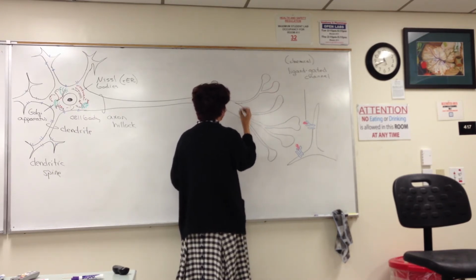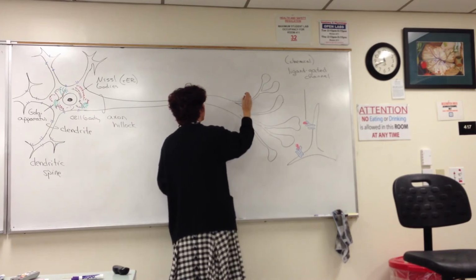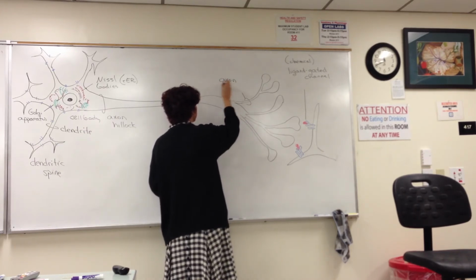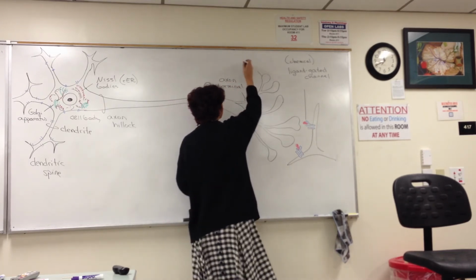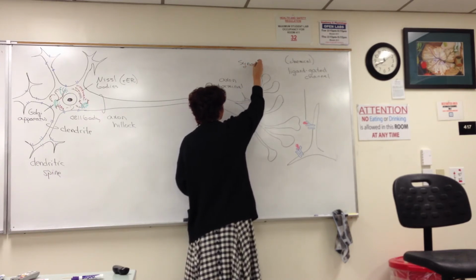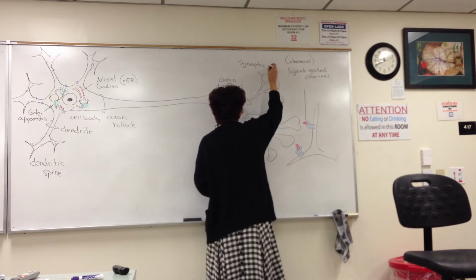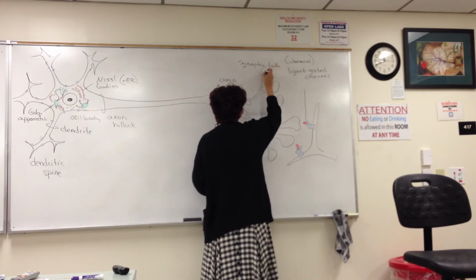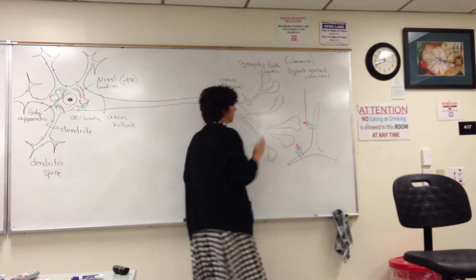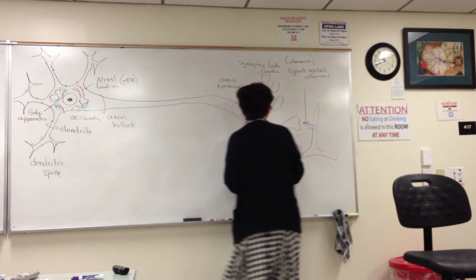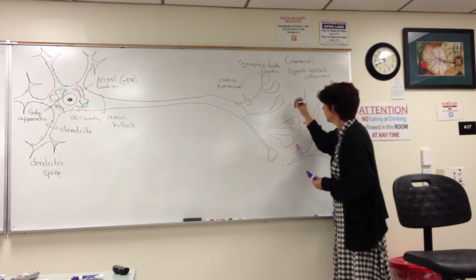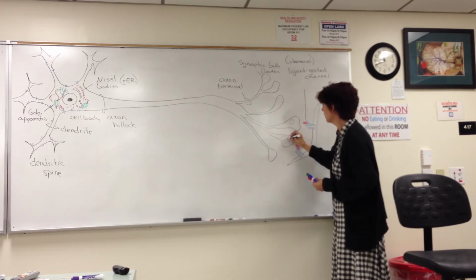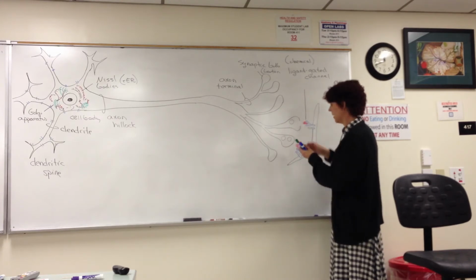You're tired of drawing this. Stop. So, axon terminal. Synaptic bulb or bouton. So they're going to contain within them, and this is out of proportion size-wise, secretory vesicles, and the secretory vesicles contain the neurotransmitters.